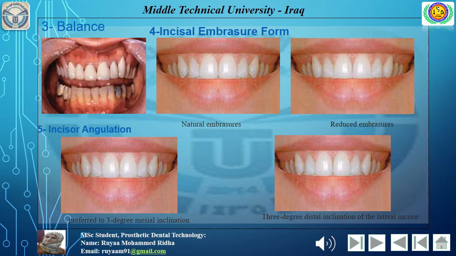Another factor is the incisal embrasure form. The shape of the incisal embrasure can have a dramatic effect on dental aesthetics. During evaluation procedures, the embrasure can be carefully modified intraorally according to the patient's wish. Lastly, incisor angulation. The mesial or distal angulation of the maxillary incisor teeth can have a dramatic effect on the aesthetics of the teeth. In general, slight mesial angulation is acceptable, but distal angulation should be avoided.